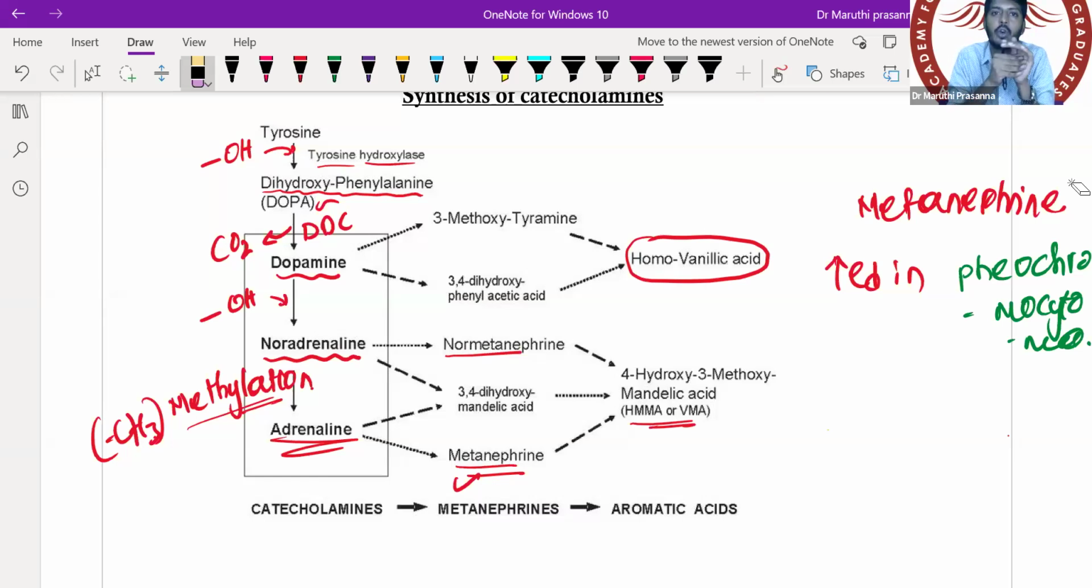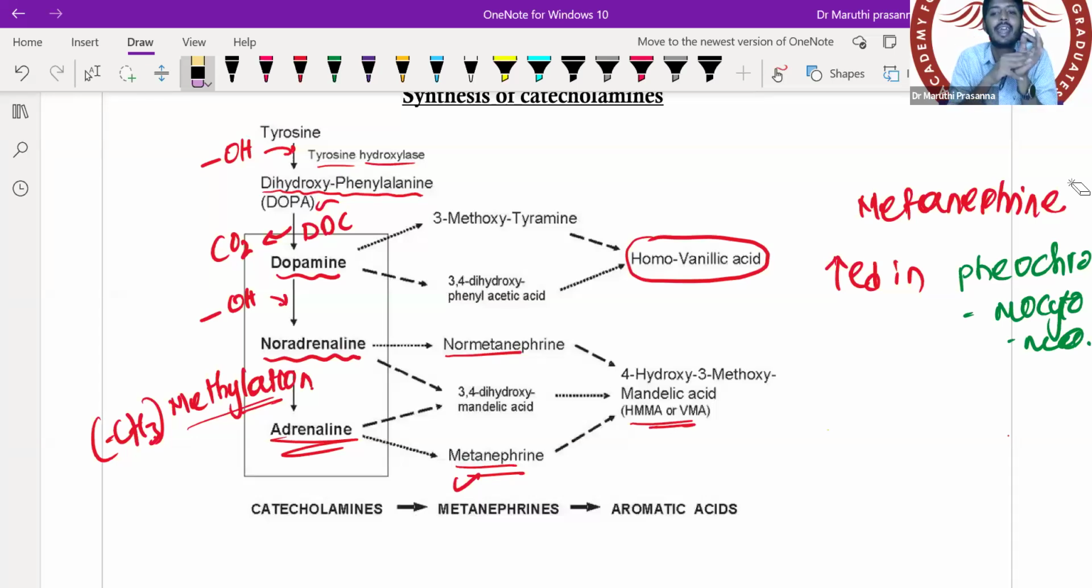We need to know the location of pheochromocytoma. It is a type of tumor which most commonly originates in the adrenal medulla, but it can also originate from other places. So it is both an adrenal and extra-adrenal tumor. For the investigation, we use the 24-hour urine metanephrine level as a measurement. If 24-hour urine metanephrines are elevated, that is suggestive of pheochromocytoma.